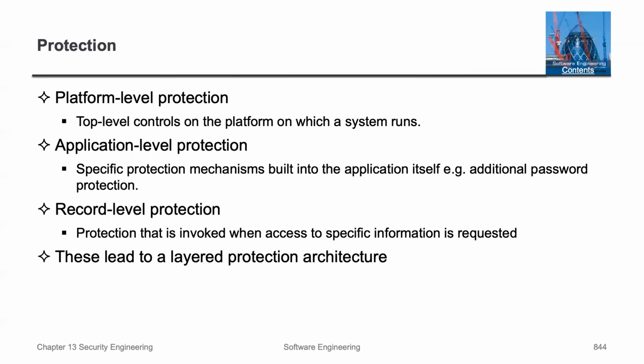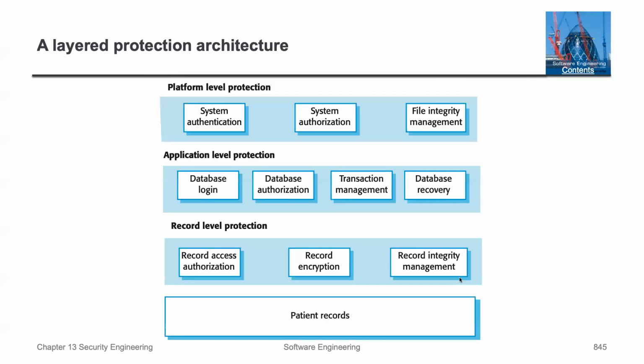So for protection, you can be thinking of a couple of layers: a platform level, an application level, and then a record level. For platform level, you're thinking about the top level controls on the platform on which the system runs. For the application, you're thinking about specific protection mechanisms built into the application itself, say like additional password protection. And for record level, this is protection that is invoked when access to specific information is requested. These lead to a layered protection architecture.